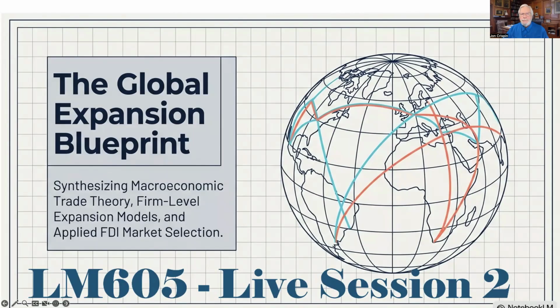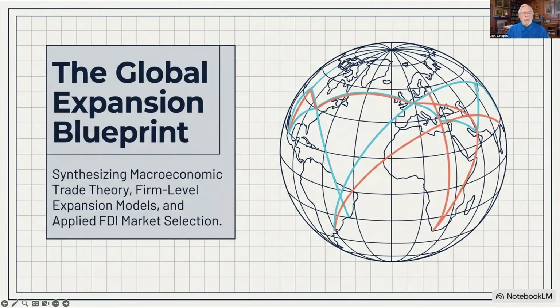Well, again, this is Live Session 2, and it's international business, and we're going to talk about some pretty exciting things coming up here. There's the macroeconomic trade theory, firm level expansion models, and applied FDI market selection. And if you wondered what executives do all day in their big offices, they think very clearly and very long and hard about the different types of opportunities there are throughout the world.